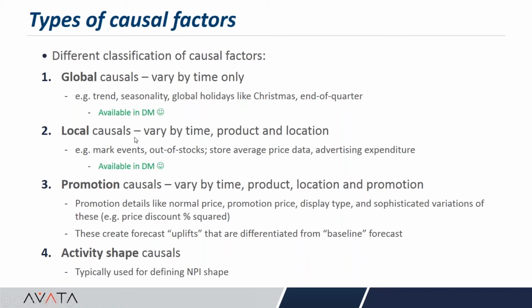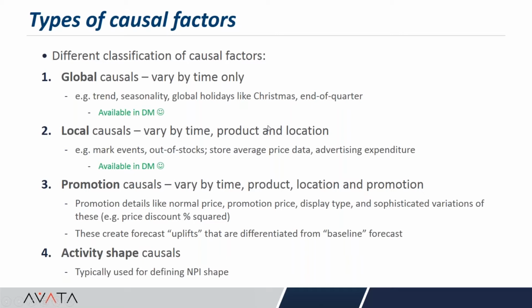That's where a local causal is different. It varies by time, product, and location. So typically you'd use local causals to mark things in the data which are specific to certain combinations, such as events that have happened historically, or out of stocks, or maybe you want to model average price data over time for certain combinations. Obviously each different combination would have its own pricing data, so it would need to be stored in a local causal. Or things like advertising expenditure. You can just let your imagination run wild. There are all kinds of things that you may want to try to model using a local causal.